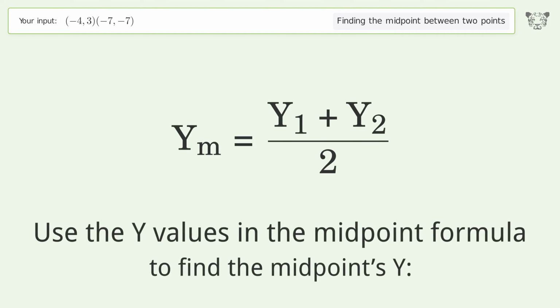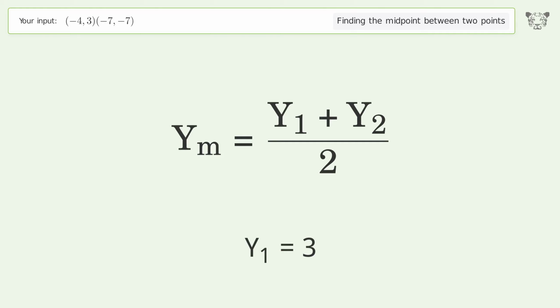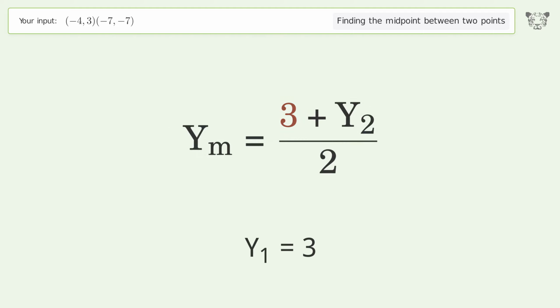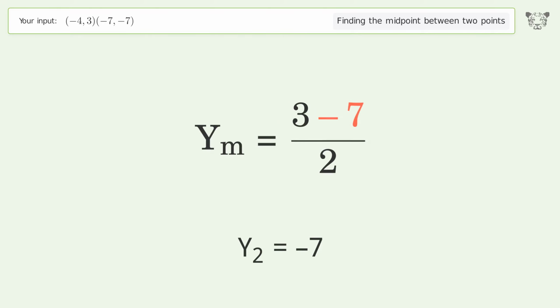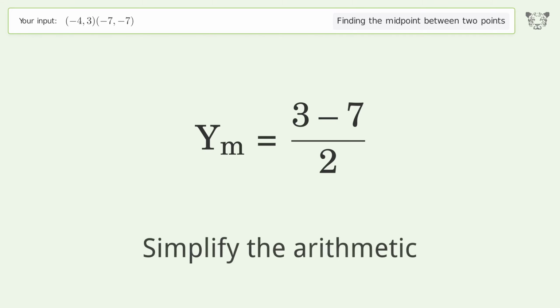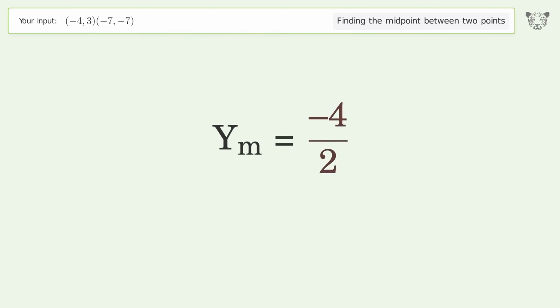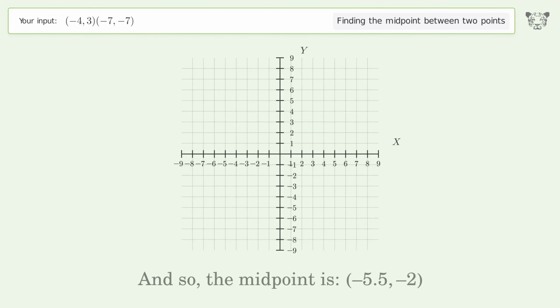Use the y values in the midpoint formula to find the midpoint's y. y1 equals 3. y2 equals -7. Simplify the arithmetic. And so, the midpoint is -5.5, -2.